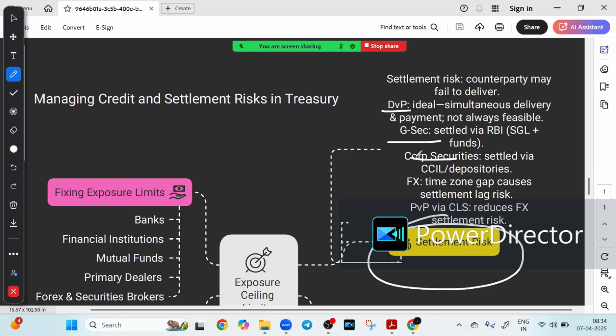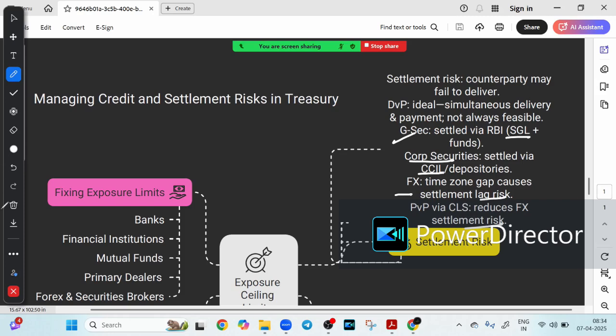Corporate securities are settled via CCIL, the Clearing Corporation of India Limited, or another depository. If we talk about forex, the time zone gap creates a lag risk. And PVP, that is payment versus payment via CLS, reduces foreign exchange settlement risk. So remember this: DVP is not always feasible, GSEC done through SGL, corporate security settled via CCIL, forex time zone gap causes settlement lag risk, and PVP via CLS.